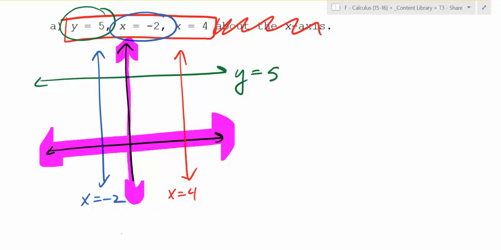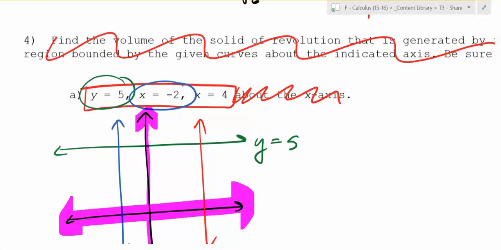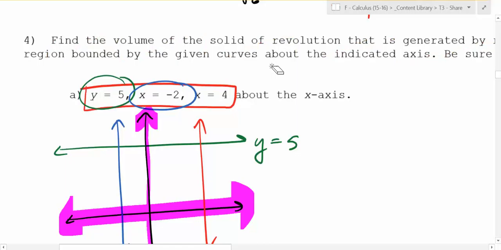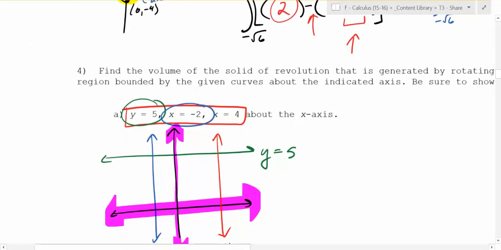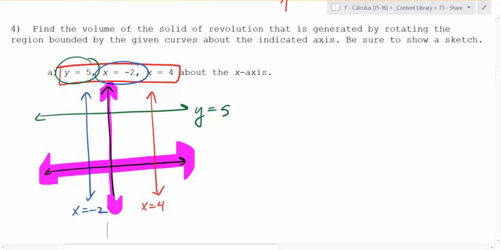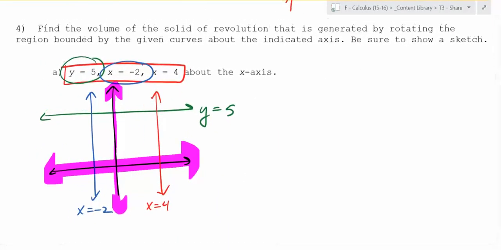Okay, so look what this question says. Let's erase this now. Everybody stand up for a second. I need you to really pay attention to this and write nothing down. Find the volume of the solid of revolution that is generated by rotating the region bounded by the given curves about the indicated axis. We want to rotate it around the x-axis. So we have y equals 5, x equals -2, and x equals 4. Be sure to draw a sketch.